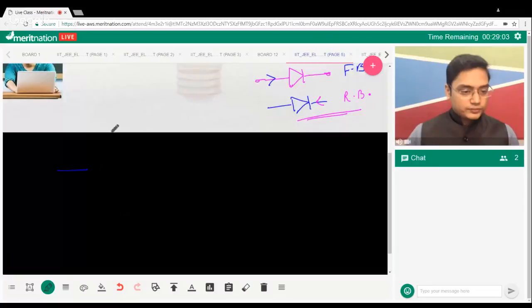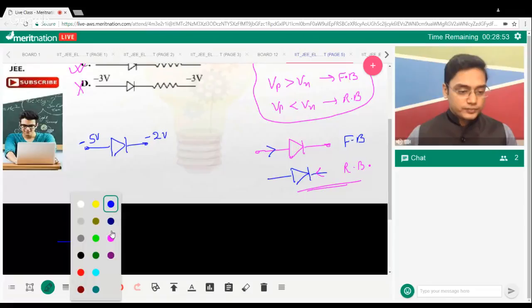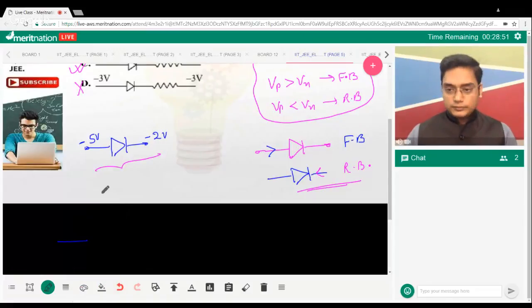If we have a diode, minus 5 volt, minus 2 volt. Forward biased or reverse biased? Is this diode forward biased or reverse biased? Tell me. Reverse biased, Afia is saying. Forward, reverse, reverse. Okay, so again, you guys are giving mixed responses.